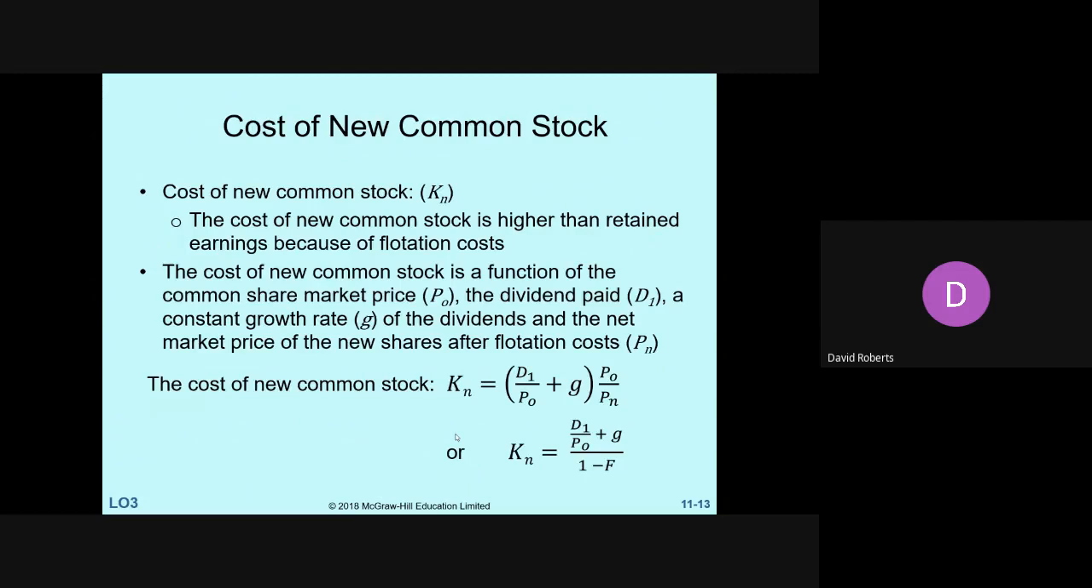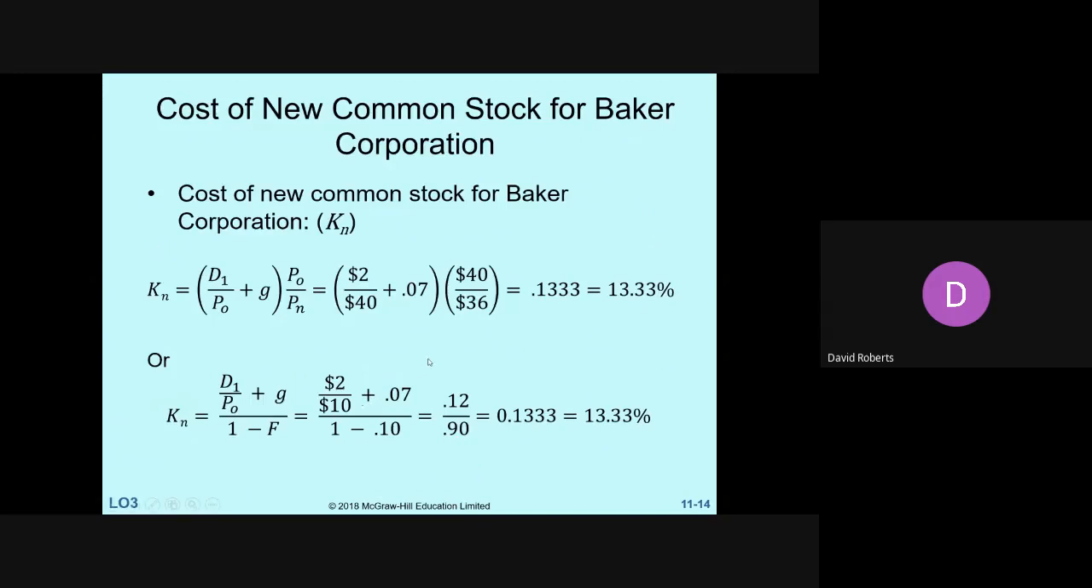So that flotation cost is the same as before. You can see in all three, you could take the formula we had from chapter 10 and divide it by 1 minus the flotation cost as a percentage. So again, here's the calculations to show you that they wind up to be the same thing. In this case, there's a 10% flotation cost, or $4 a share because you issue the share for $40, but you actually only get 36. So you wind up with the same 13.33%.